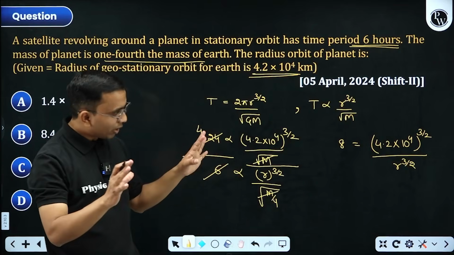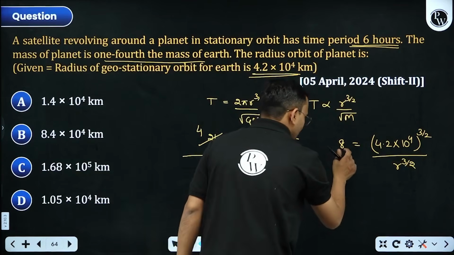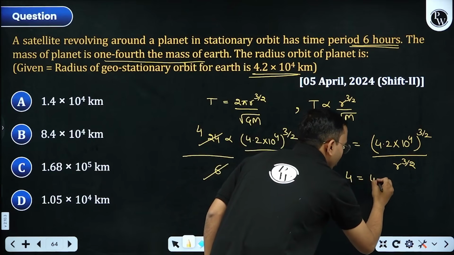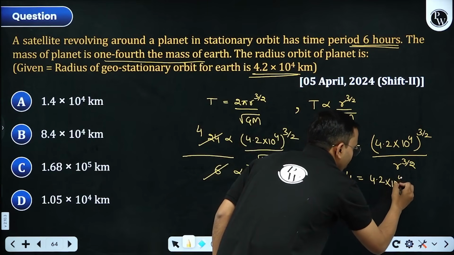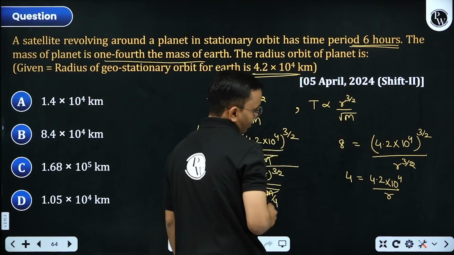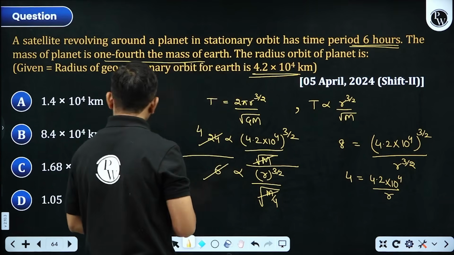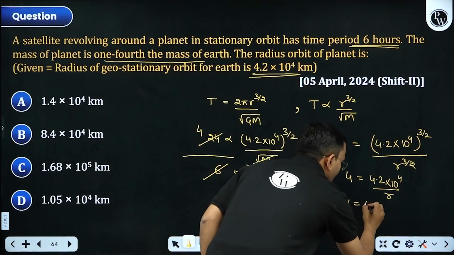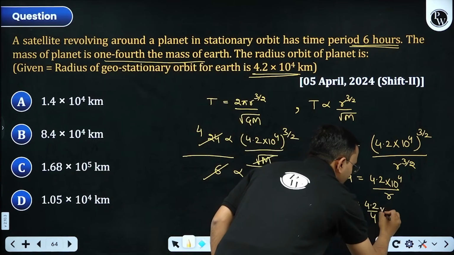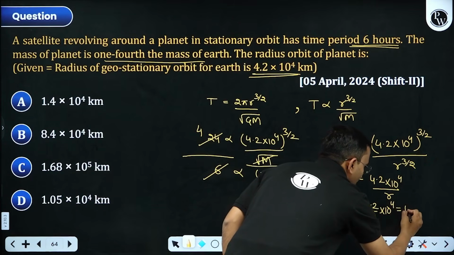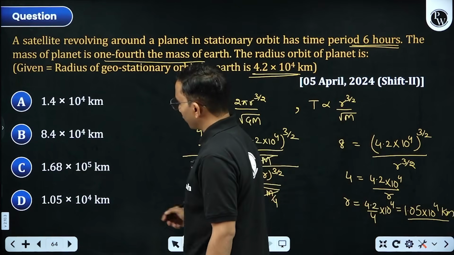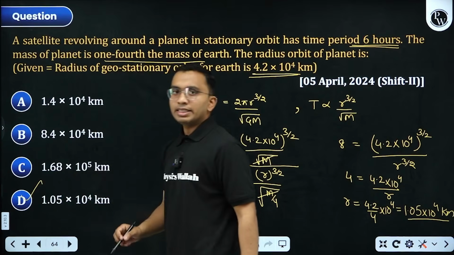Let us take whole to the power 2 by 3 on both sides. So 2 by 3 of 8 will become 4. So 4 equals 4.2 into 10 to the power 4 divided by r. R comes out to be 4.2 divided by 4 into 10 to the power 4, and this comes out to be 1.05 into 10 to the power 4 kilometer. Yes, D is correct here.